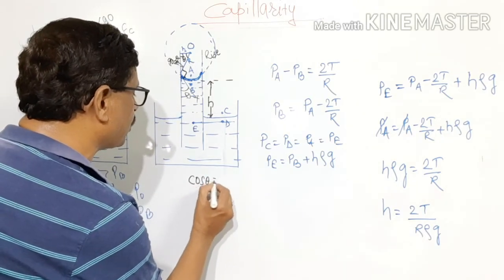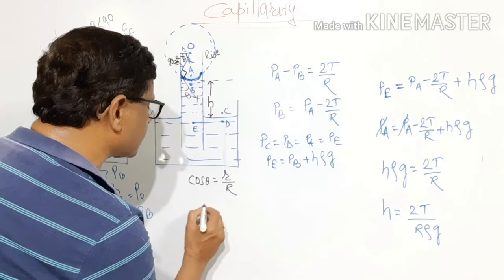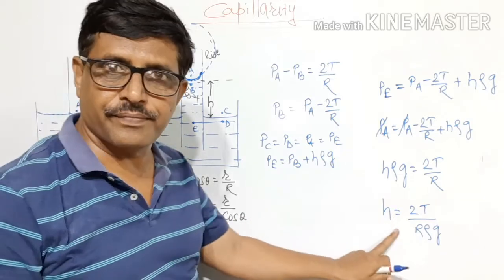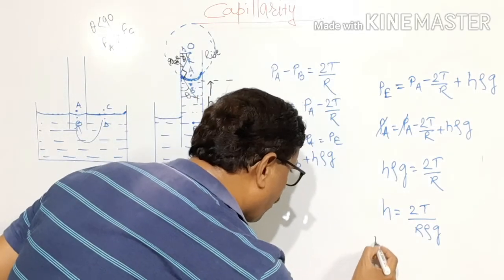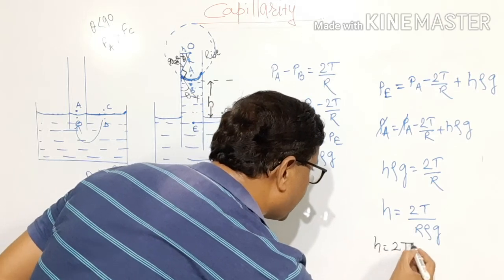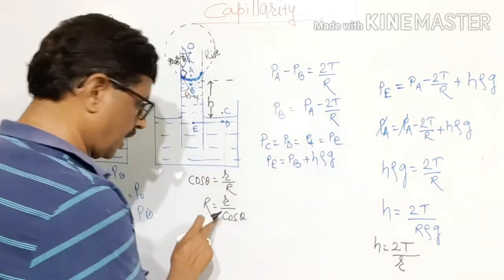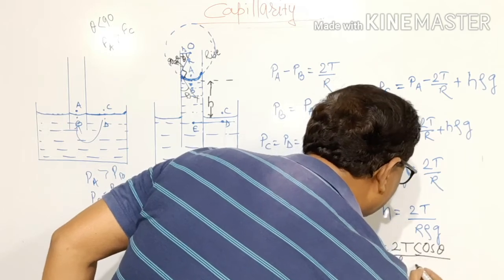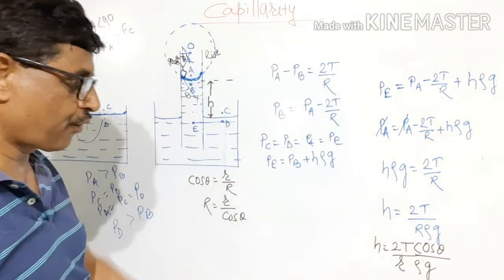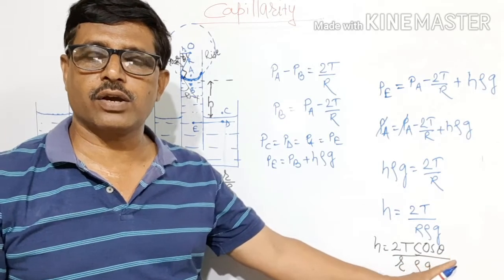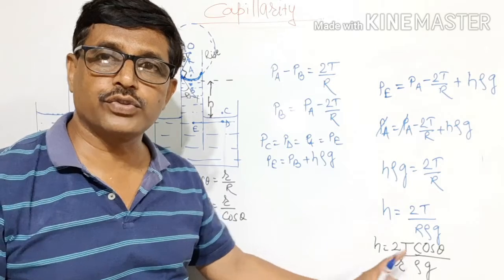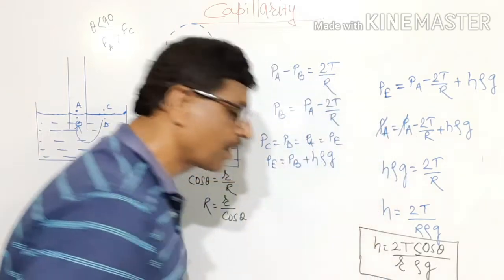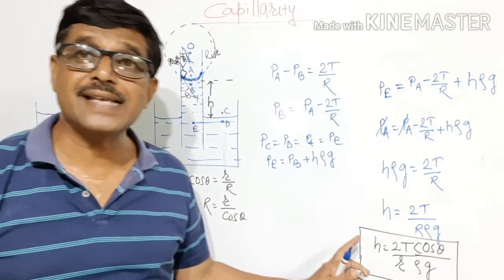What is cos theta equal to? Adjacent side divided by hypotenuse. Therefore, capital R is equal to small r divided by cos theta, and hence I will get this equation. h is equal to 2T divided by R; the denominator will go in the numerator into cos theta divided by rho g. Therefore, h is equal to 2T cos theta divided by r rho g. This equation is called the formula for the ascent.